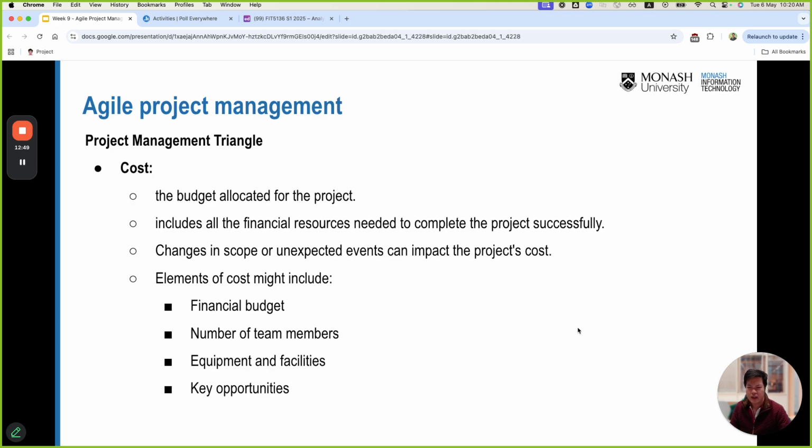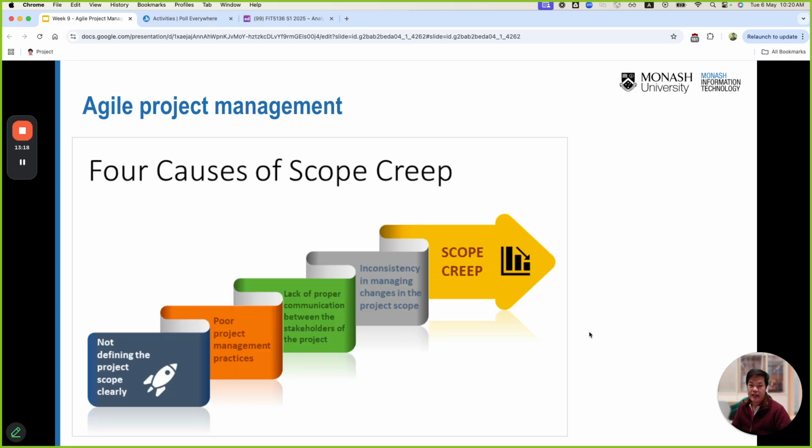Okay, the cost, right? It's the budget. It's about the budget allocated for the project. Like in the real world, these are the scope: we have 5 features and we need to deliver within 12 weeks. And then the next question is what budget do we have so that we can allocate the human resources to work on that project, right? So that's the cost of the project. That's the budget.